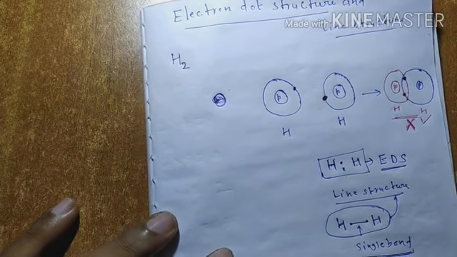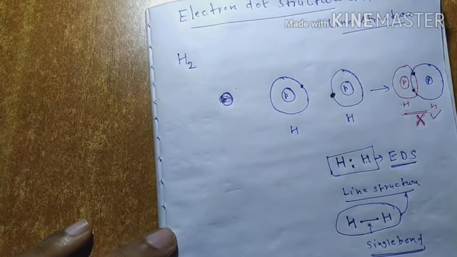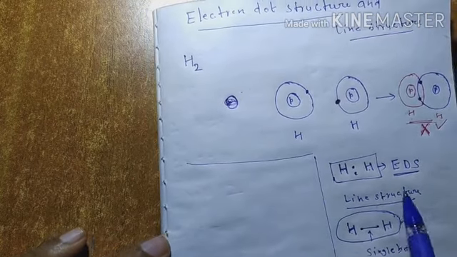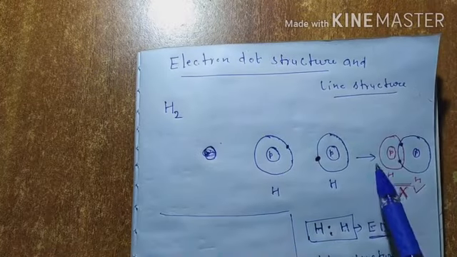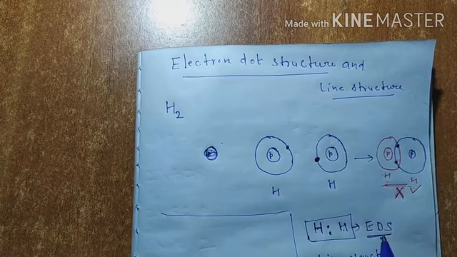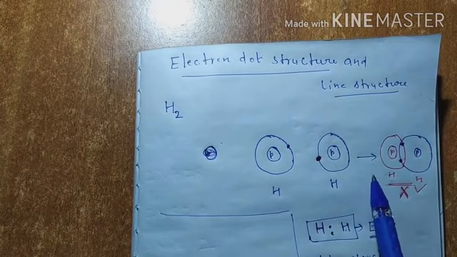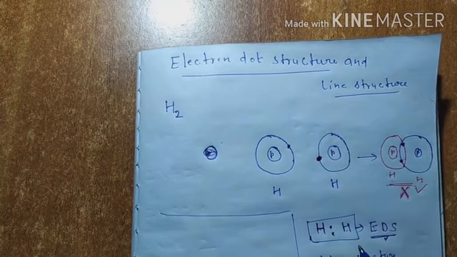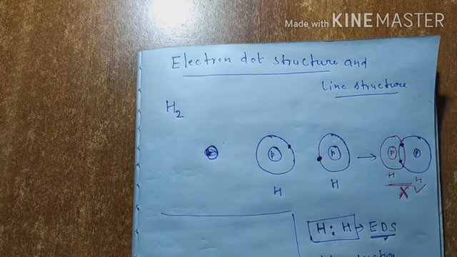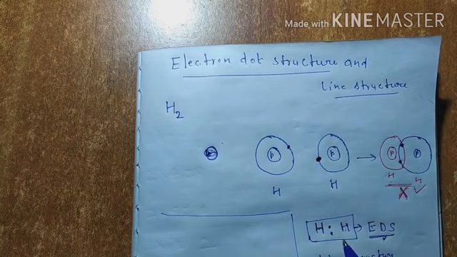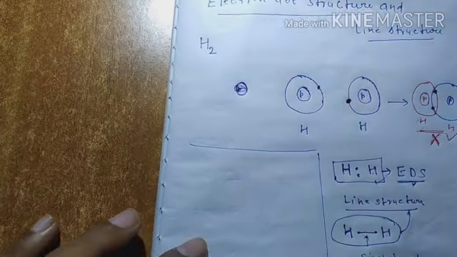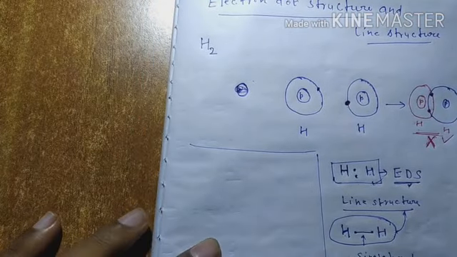Okay, again I will take some more examples. I will prefer this one. I will not use this one. But this was the concept that is also given in your textbook. But in the exam, when line structure or electron dot structure comes, then you have to use this one. Understood? I will take one more molecule.